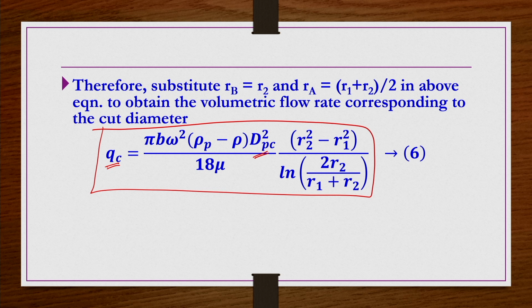Now, in this equation everything is known to us. Liquid interface in general is known, we can calculate it even if it is not known. Bowl radius is known, bowl height is known, rotational speed is known, densities of particle and liquid we know, particle cut diameter we are deciding, viscosity is known, everything is known. So then you can know what volumetric flow rate you should provide, so that particles of size dPc or greater hit the wall and are separated.